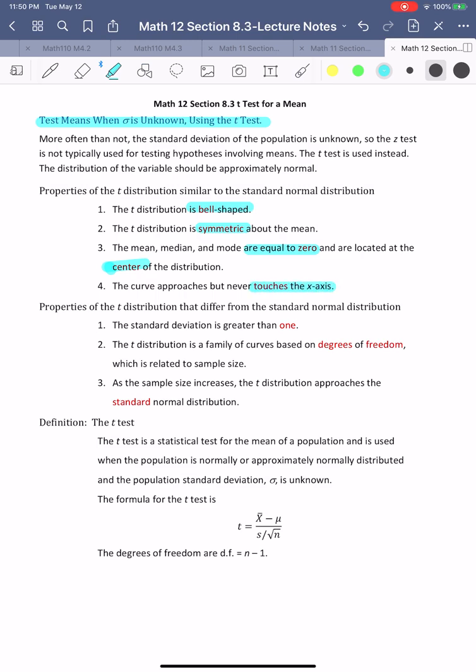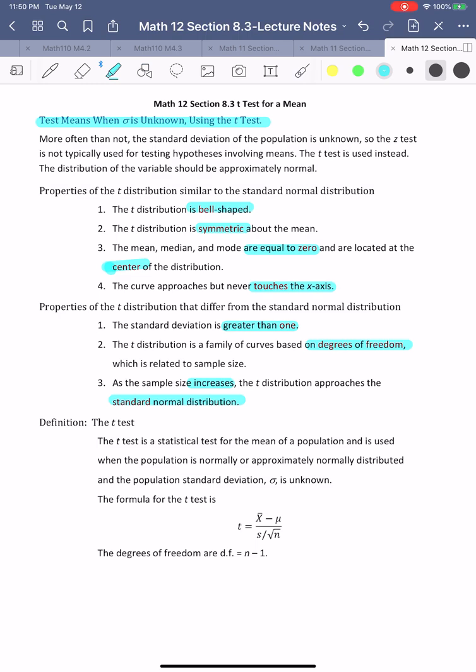The properties of the t-distribution that differ from the standard normal distribution: the standard deviation is greater than 1, and the t-distribution is a family of curves based on the degrees of freedom, which is related to the sample size. As the sample size increases, the t-distribution approaches the standard normal distribution.